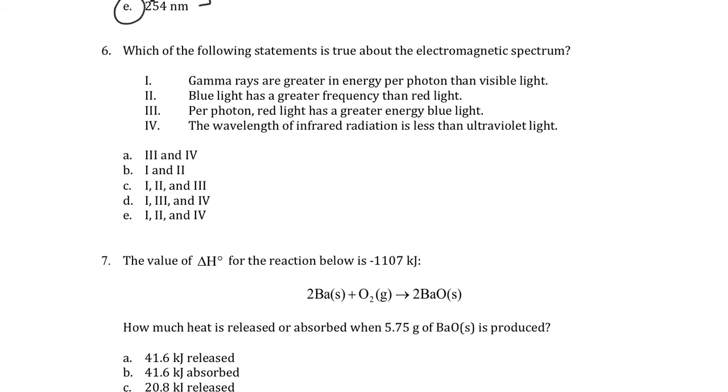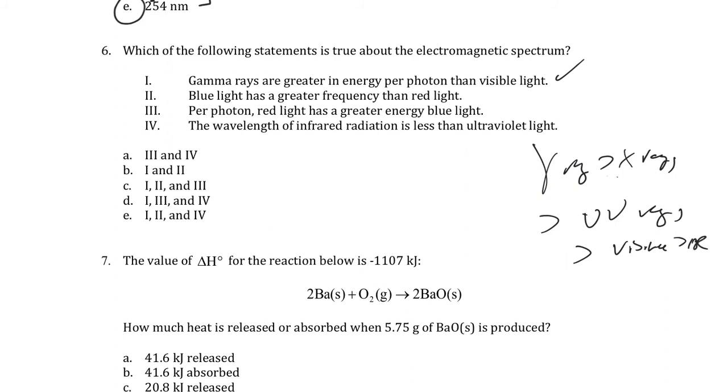Which of the following statements is true about electromagnetic radiation? So gamma rays are greater in energy per photon than visible light. That's true. Gamma rays are the highest. Actually, the order would be the other way around. So gamma rays have the greatest energy, followed by X-rays, followed by UV rays, followed by visible rays, IR, microwave, and then the smallest energy per photon would be the radio frequency.